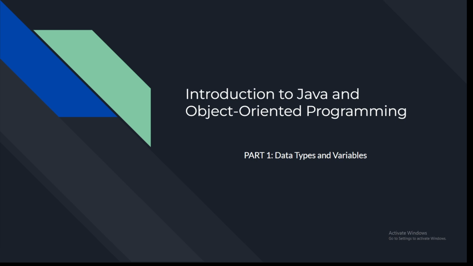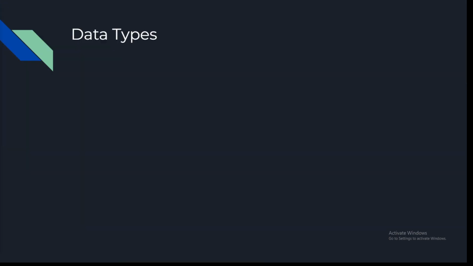This is going to be the first of many videos going over the introduction to Java and object-oriented programming. Today's video will be on data types and variables. So let's get started. Java has two different types of data.